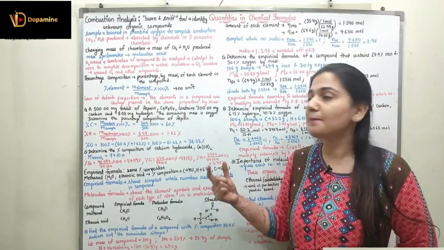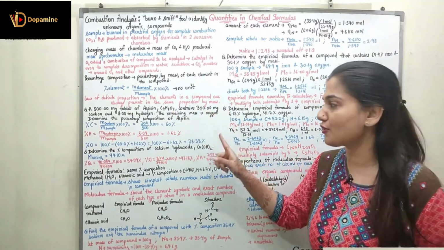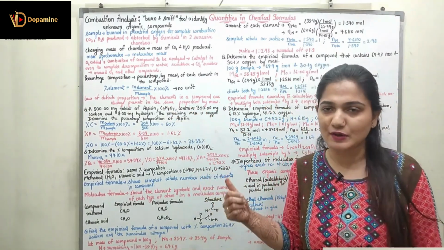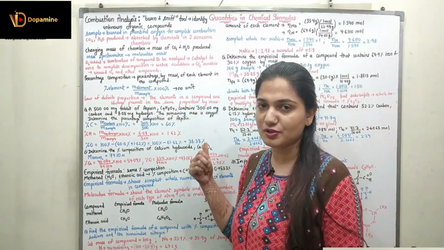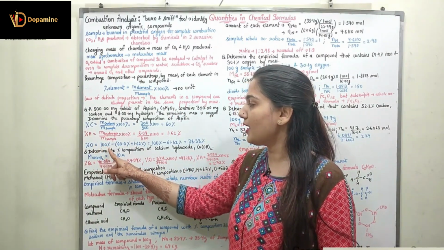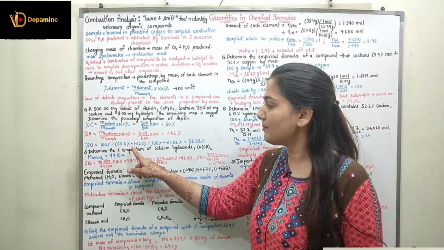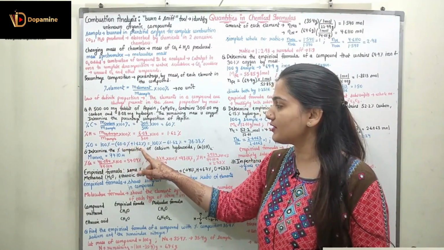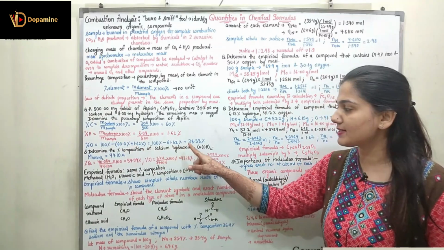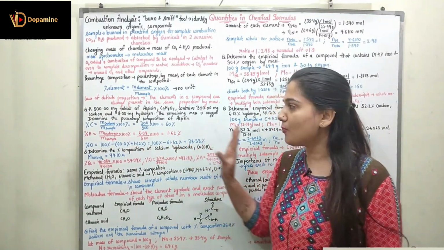So now I can subtract the percentage of carbon and hydrogen from 100 to find out the percentage of oxygen, because the mass of oxygen is not given. We cannot find out the percentage composition of oxygen directly. So percentage composition of oxygen will be equal to 100 minus 60, which is the percentage composition of carbon, plus 1.62, which is the percentage composition of hydrogen, which is 100 minus 61.62, that is 38.38 percentage. So this is how we can solve this question.